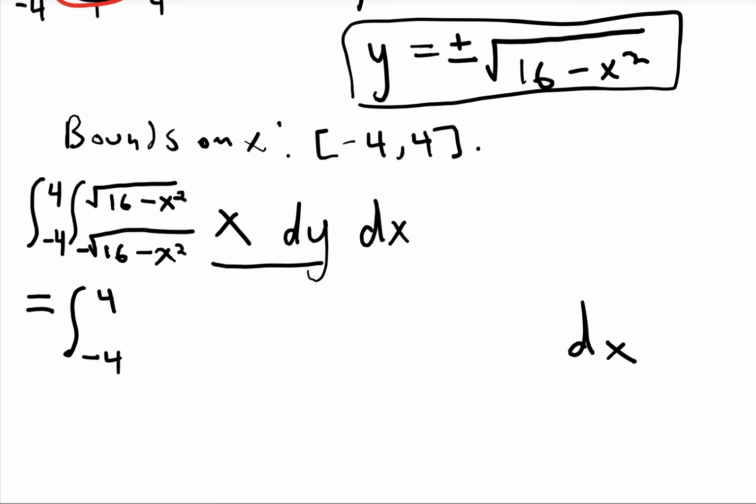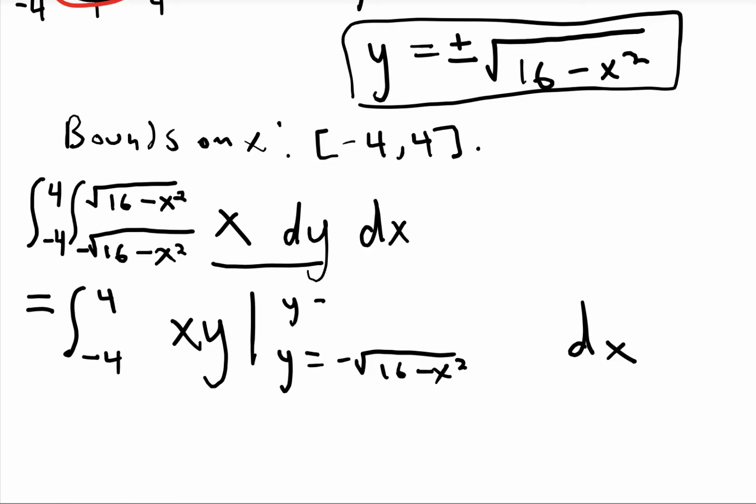I do have to take an antiderivative of x with respect to y. x acts like a constant, so my antiderivative is just xy. And this has to be evaluated between my bounds of y equals negative root 16 minus x squared and y equals positive root 16 minus x squared. Now, if I'm setting this up, the next step is we actually should evaluate at these bounds.